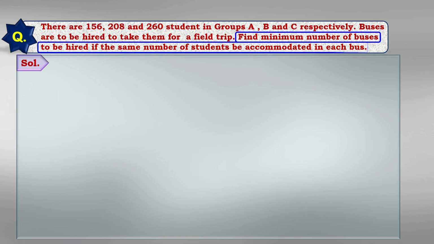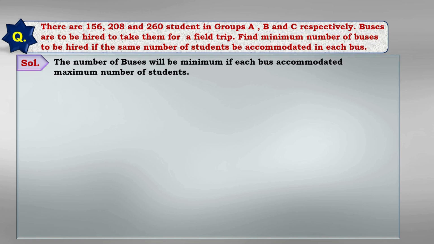So what we need to find over here, what is given, is that there are some students grouped into 3 groups. And for them to go to the field trip, different buses have been hired, and we have to find the minimum number of buses so that in each bus there will be the same number of students. So the number of buses will be minimum if each bus accommodates the maximum number of students, isn't it? So then only the number of buses will be minimum.